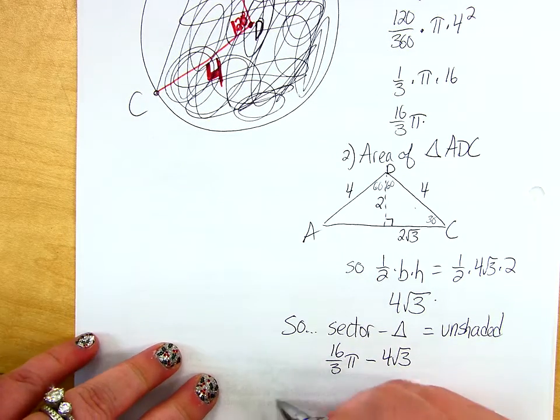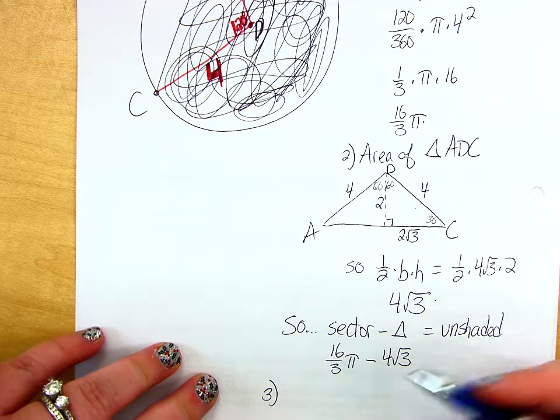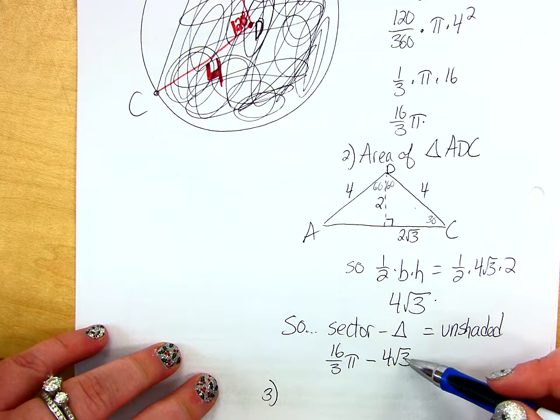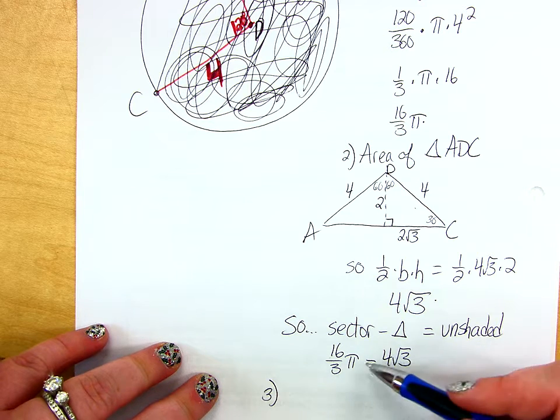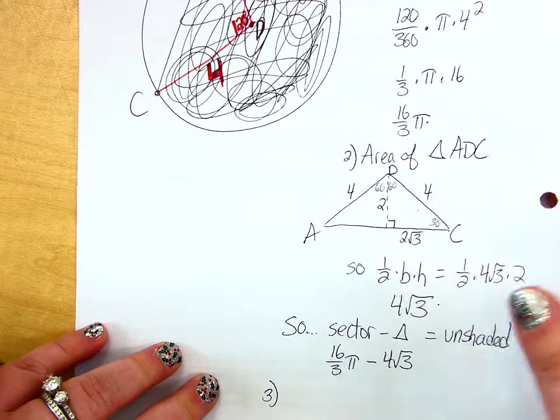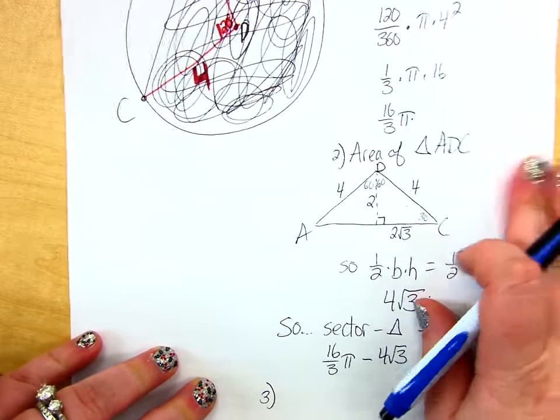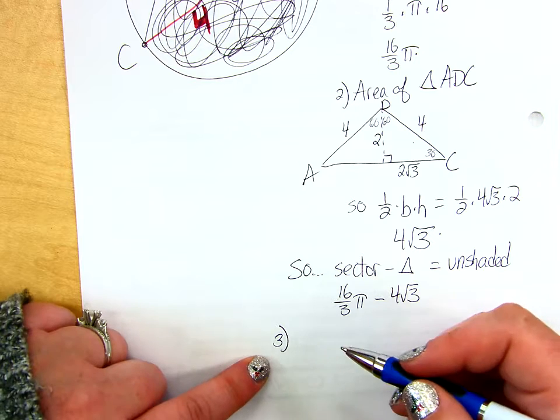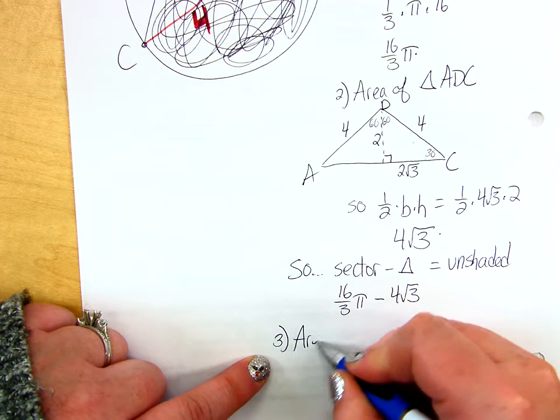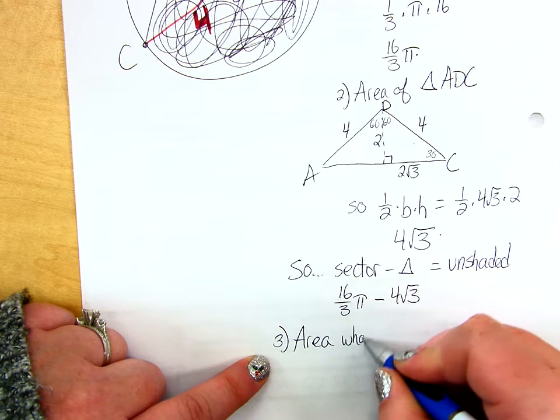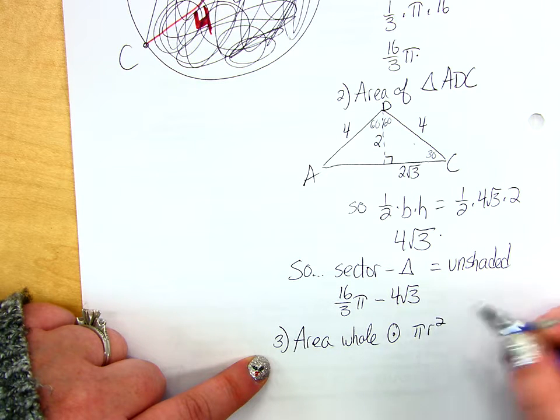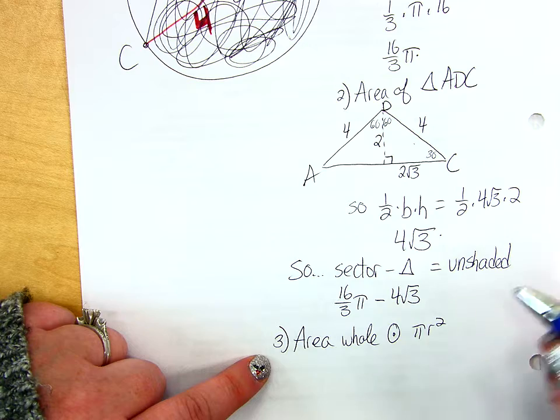Would you just write that as your answer? 16/3 pi minus 4? Well, it depends. If I ask for an exact answer, well, that's not my final answer. I don't like to round until the very, very end, so I'm going to leave everything exact until the end, if I can. So, area of the whole circle, that's just pi r squared, so that would be 16 pi.